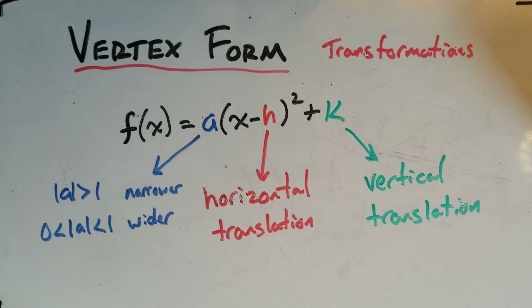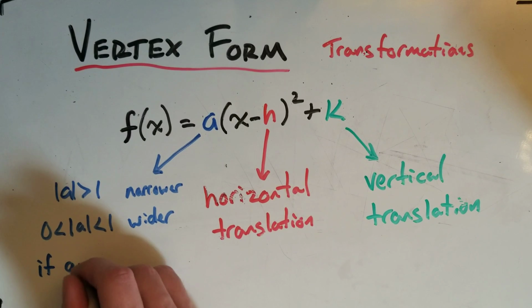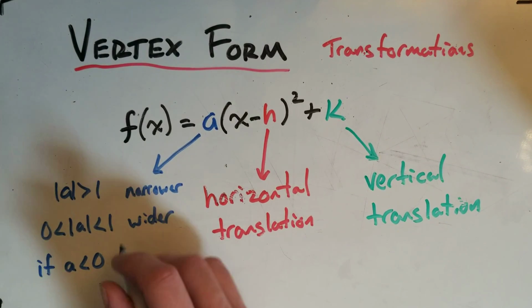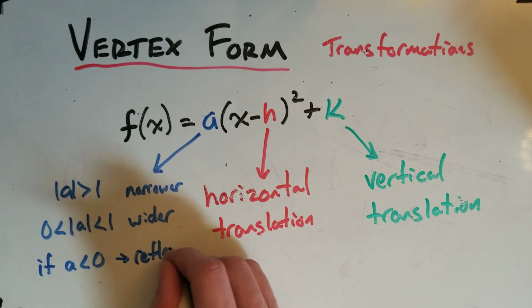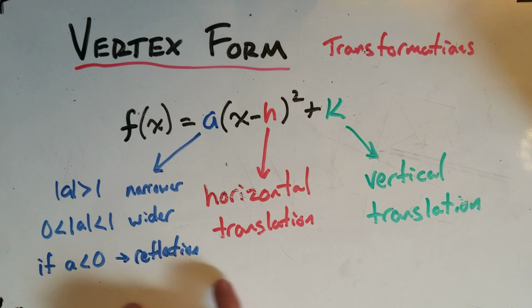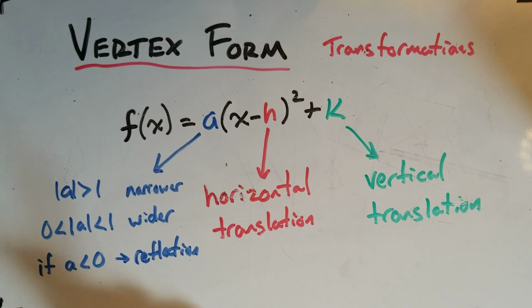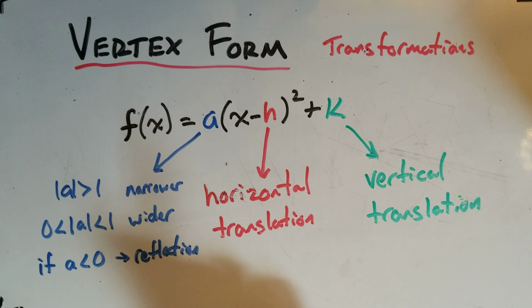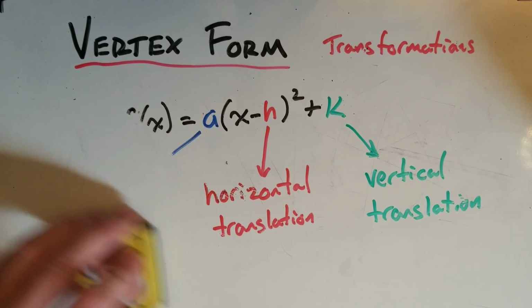So if A is negative, so if A is less than 0, then we have a reflection. If A is greater than 0, then it's not a reflection. It's going to stay as an upward opening parabola. So these are the transformations we're going to look at. And again, they're all in relation to that parent function, that f of x equals x squared. So the first one we're going to look at, if you want to write all these down, that'll be really useful. I'm going to erase so I have room.